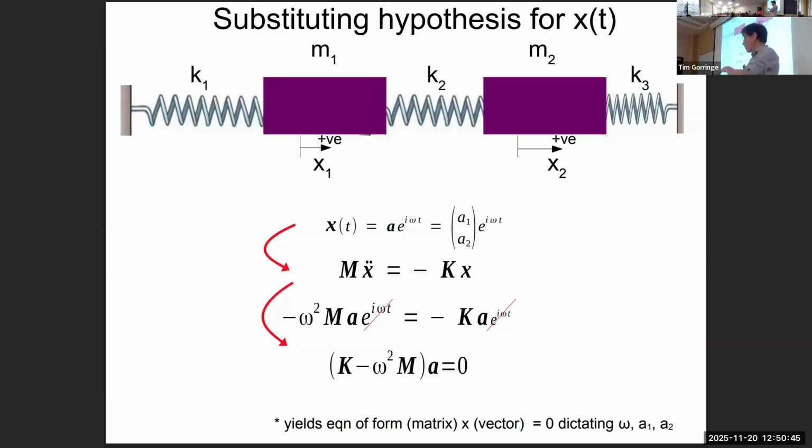And what is the amplitude? What is the possible amplitude of the motion with a single common frequency? That's hidden in the A. So the knowns are in the K's and the M's, and the unknowns right now are the omega and the amplitudes, the A1 and A2 in this vector here. So we want to solve for those now.